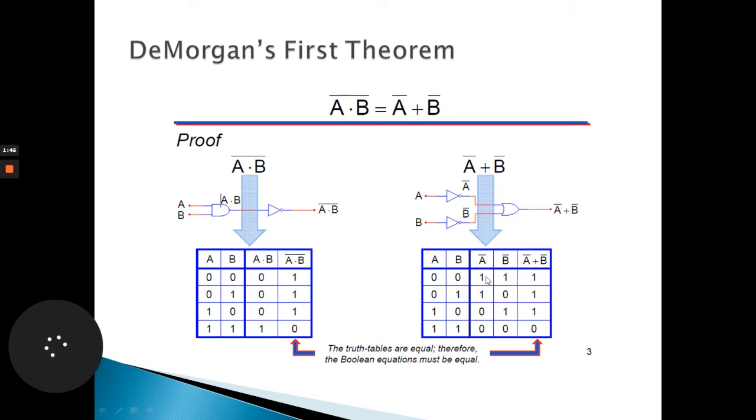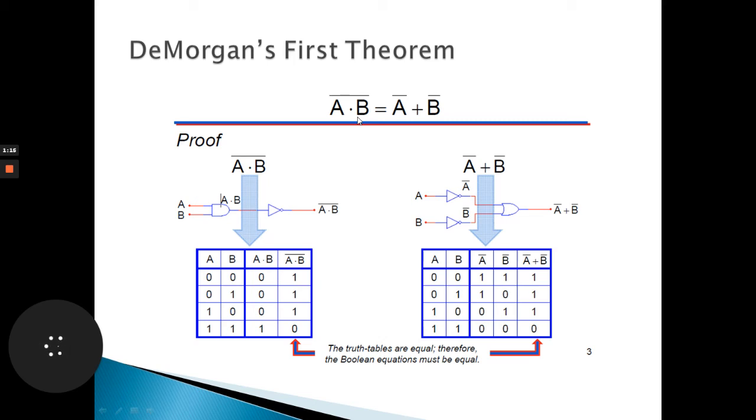Now we just need to add these two columns, the third column and fourth column. So 1 plus 1 is 1, 1 plus 0 is 1, 0 plus 1 is 1, and 0 plus 0 is 0. Now if you compare these two last columns, the fourth column of the first table and the fifth column of the first table, you can see that all the values are the same, which means that the first theorem is proved.